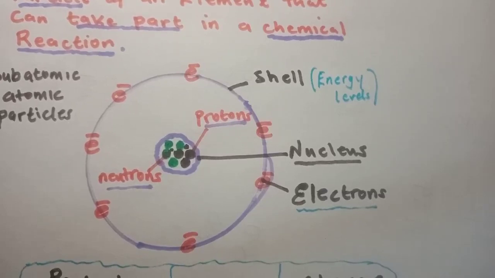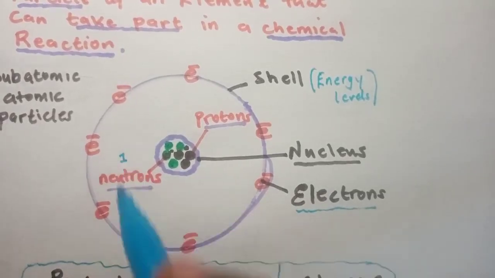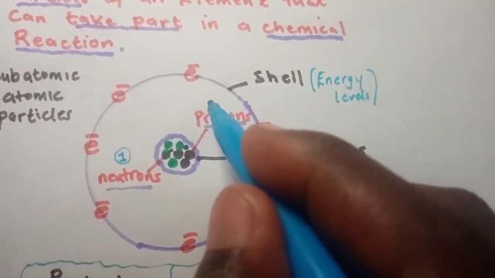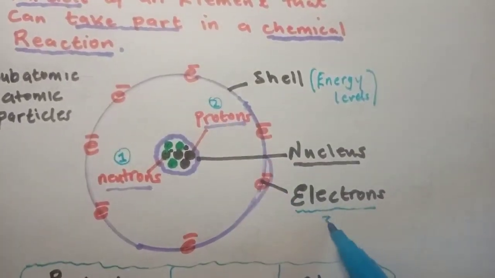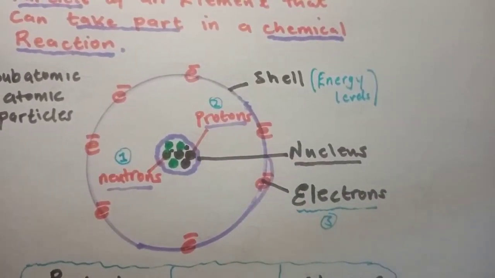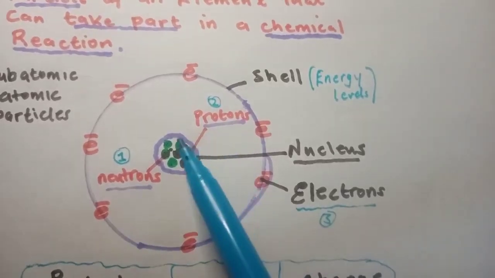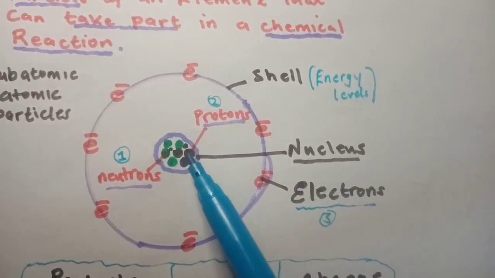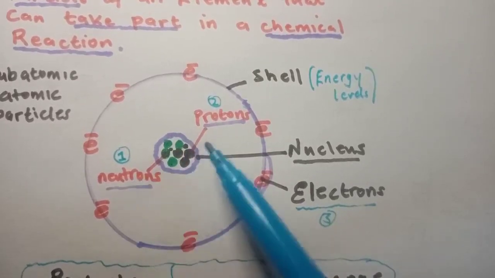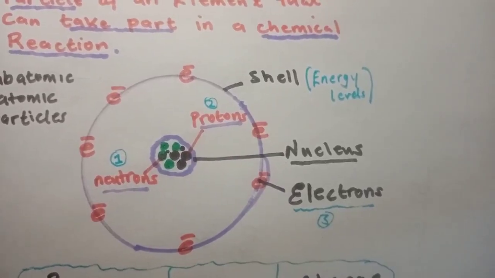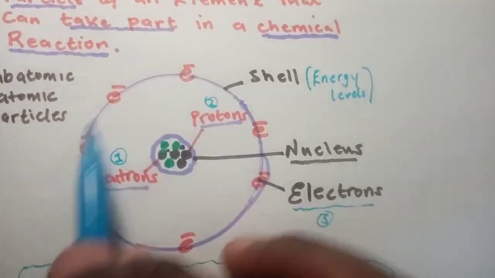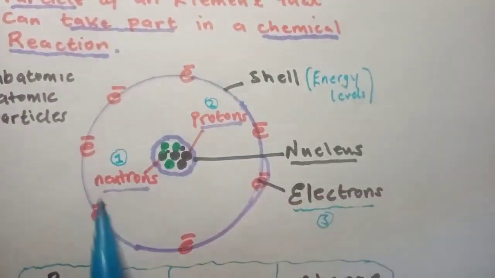So how many subatomic particles have we talked about? We have one, the neutron, two, the proton, three, the electron. These are the three subatomic particles. The neutrons and the protons are found inside this nucleus. The ones shown in green are the neutrons, and the ones shown in black are the protons. These are not their actual colors, I just drew them like that for easy illustration. The electrons, as you can see, are around the shell of this atom.